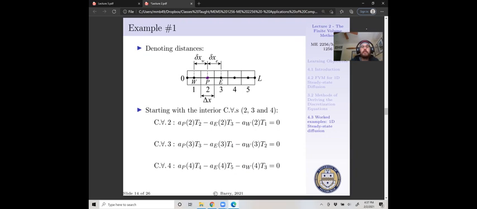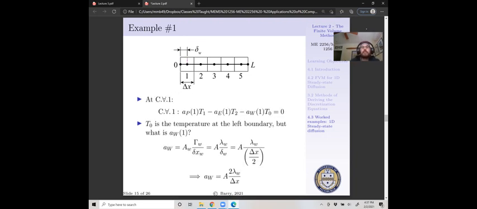So AP T2 minus A east T3 minus A west T1, where T1, T2, and T3 correspond to our conserved quantities at our cell centers. In this equation, this left-hand side, we then set equal to 0. And we move through our stencil doing for our interior control volume, CV2, CV3, CV4. And then we applied our stencil at cell centered or our control volume 1, where APT1 minus A east T2 had to be minus A west T0.